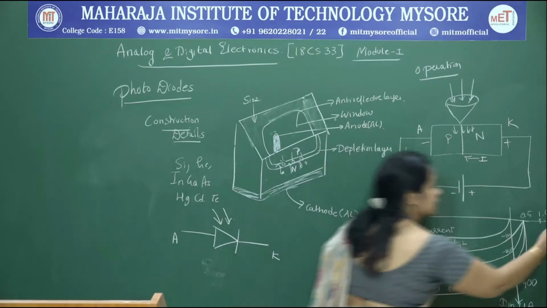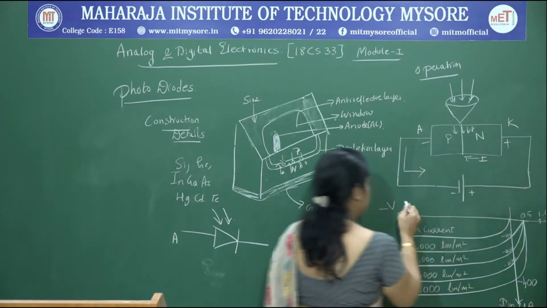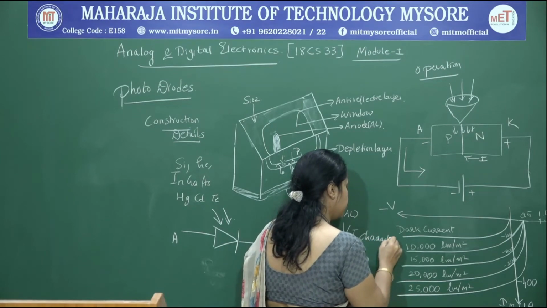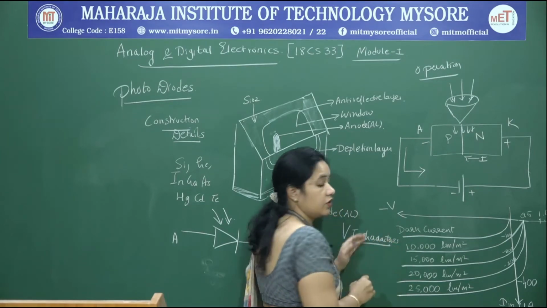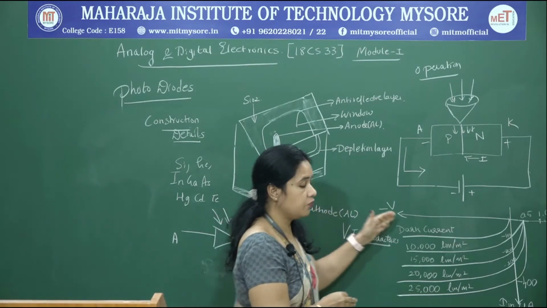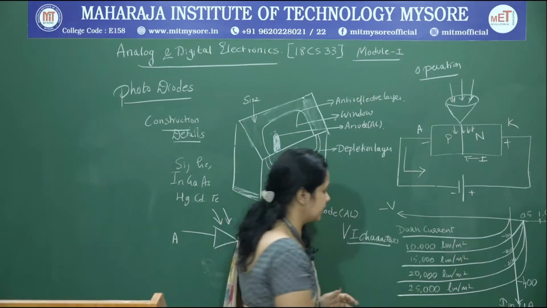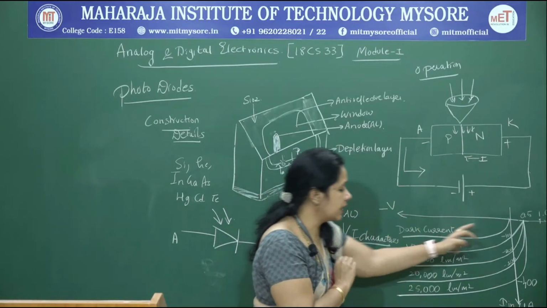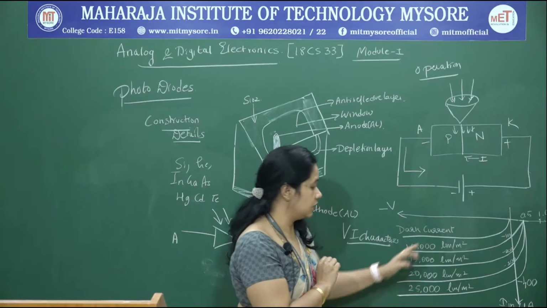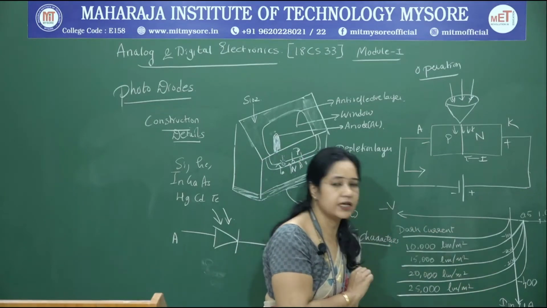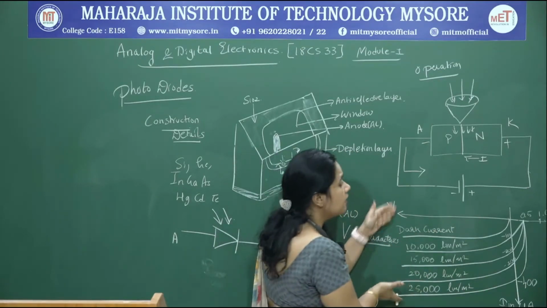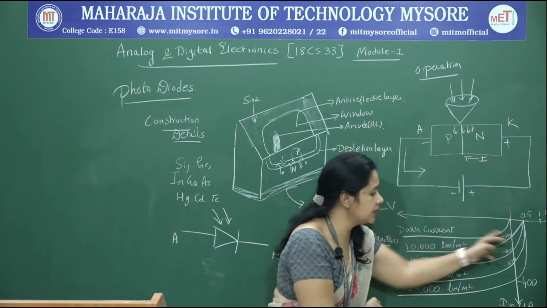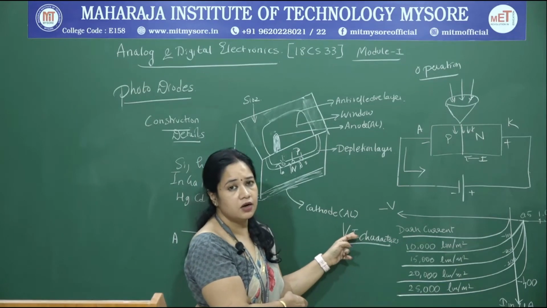So, what are VI characteristics? We have a VI characteristic to depict the working of the photodiode. We plot voltage versus current characteristics. We take voltage along the x axis and current along the y axis, and because it is in reverse bias, we are considering the negative axis of the plot.